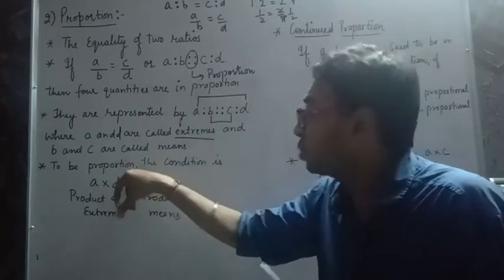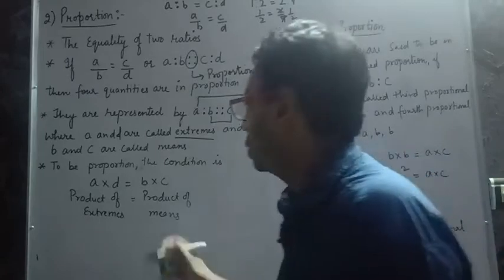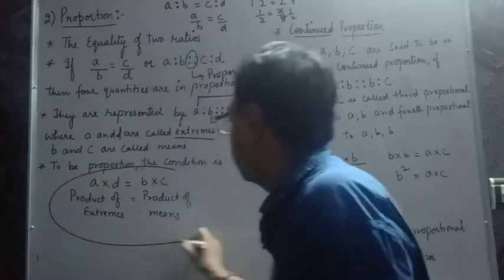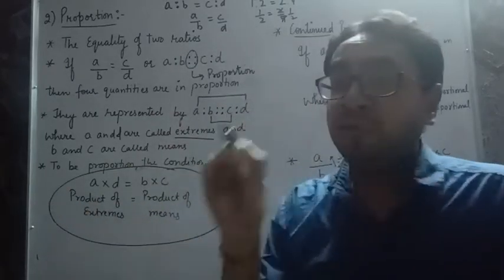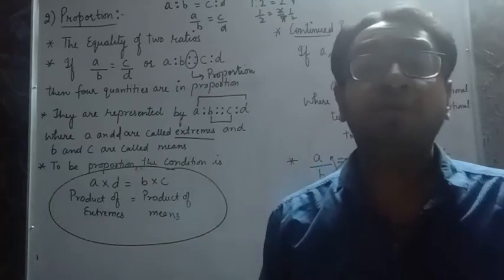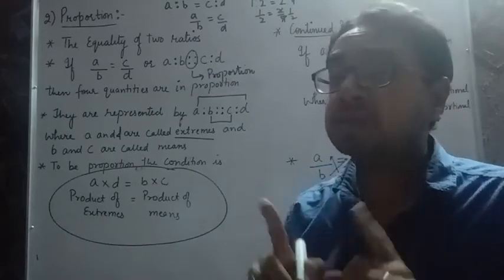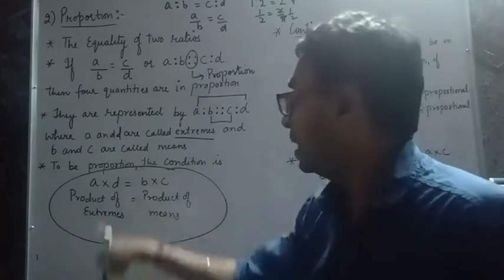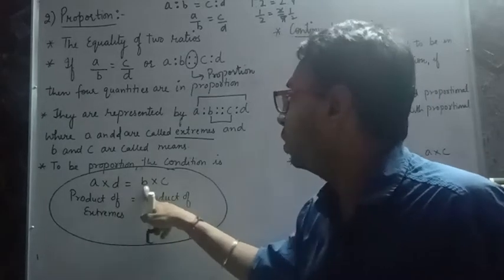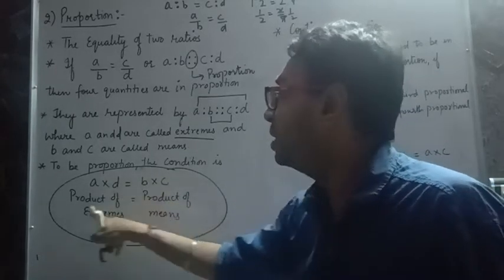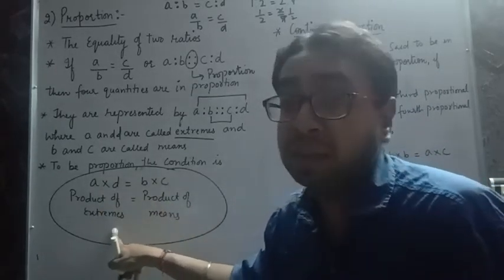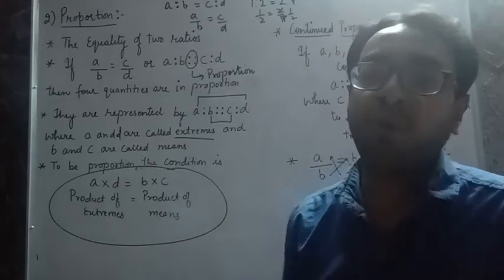To be in proportion, the very important condition is this. This condition you have to remember lifelong. If you need to know whether the two ratios are in proportion or not, then this condition must be fulfilled: A into D is equal to B into C. What do we mean by this? The product of extremes must be equal to the product of means.